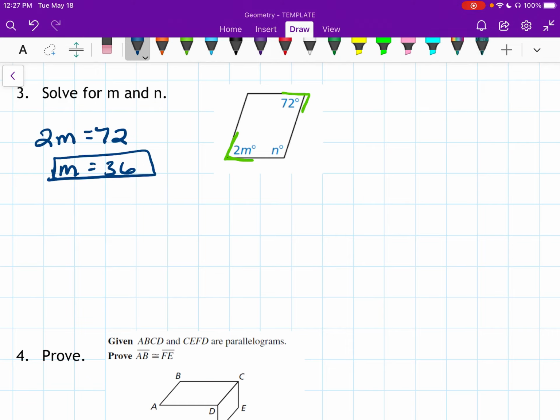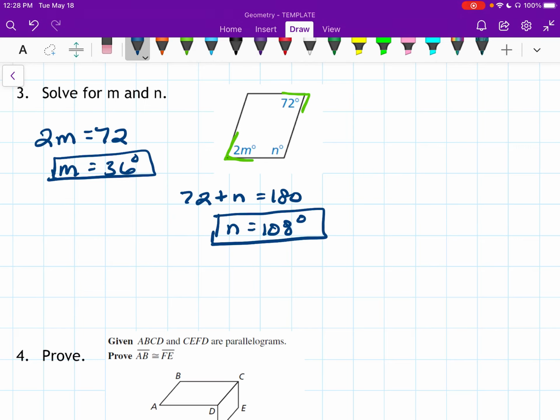There we are. And then n would be a consecutive angle or an adjacent angle. It means that it's next to. So I'm going to say 72 plus n is 180. So I type in my calculator 180 minus 72, and I get 108. So n equals 108. And again, I'm not super picky about the degree symbol here. You can use the degree symbol. You don't have to. It doesn't bother me.